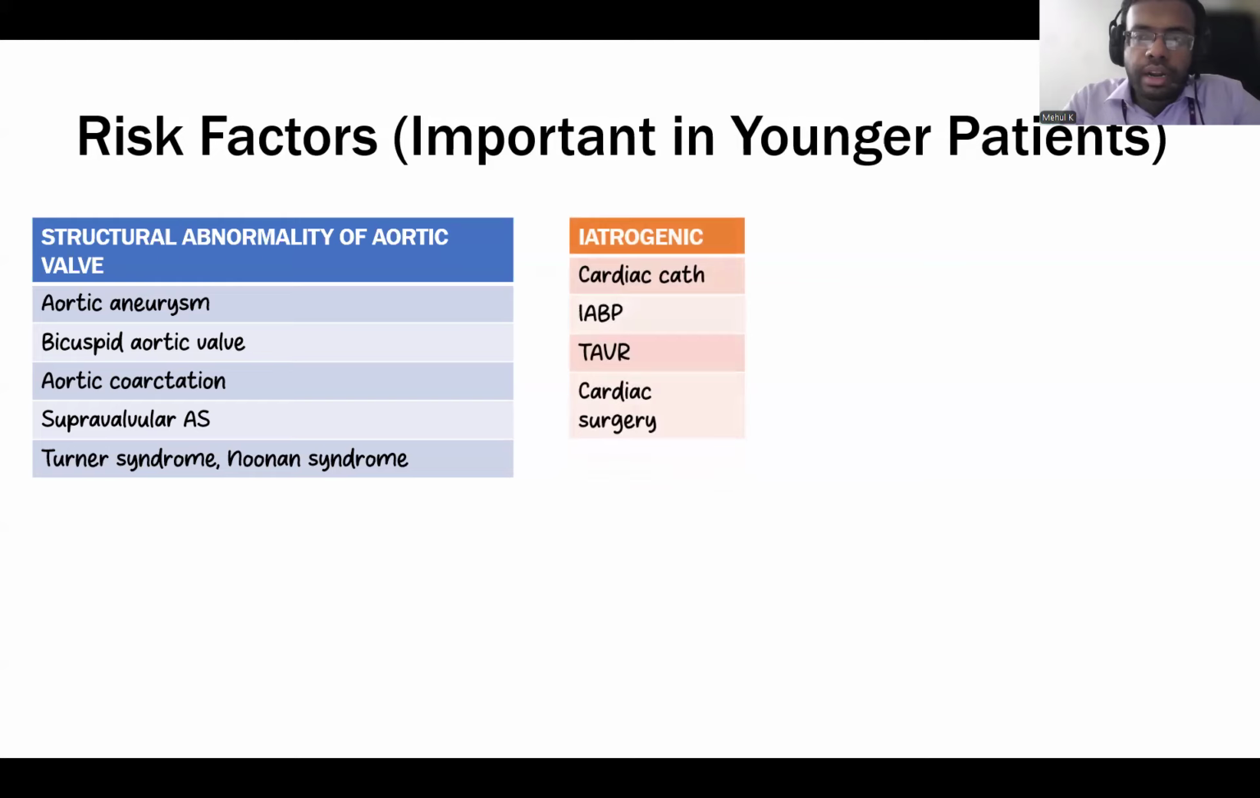Iatrogenic. So any kind of cardiac intervention on the heart can increase your risk of dissections. This is why cardiologists tend to take a lengthy consent from the patient, explaining all the risks before taking a patient to the cath lab.